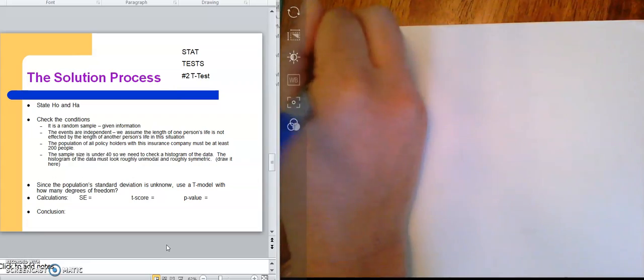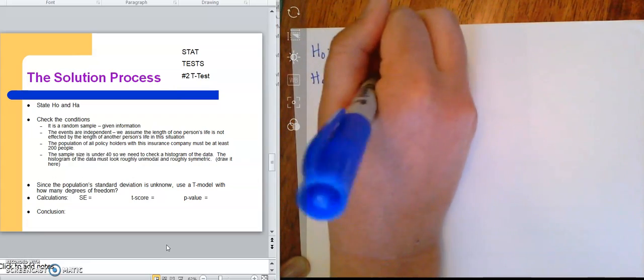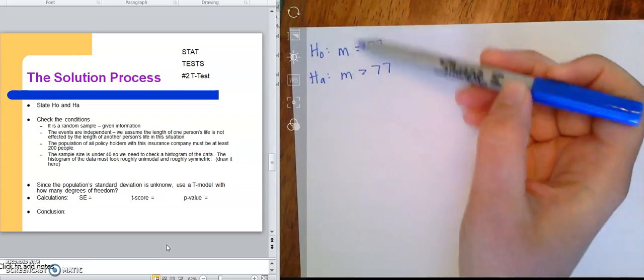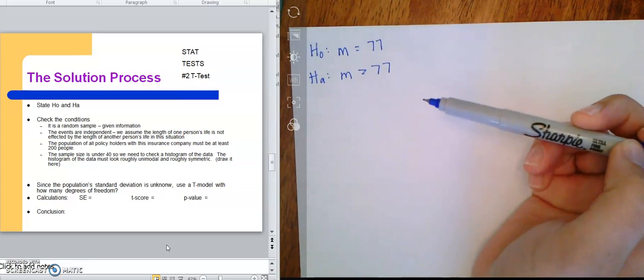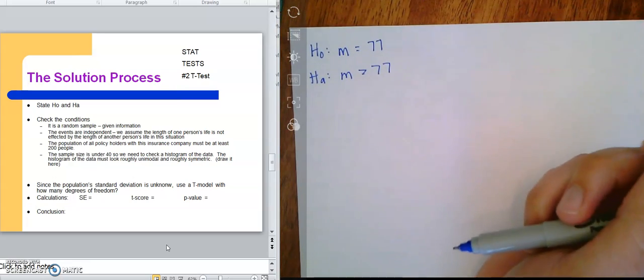Our alternate, they believe that people are living longer, so it'd be greater than 77. You have to use M. If you accidentally use P on a sample mean problem, they will mark it wrong.